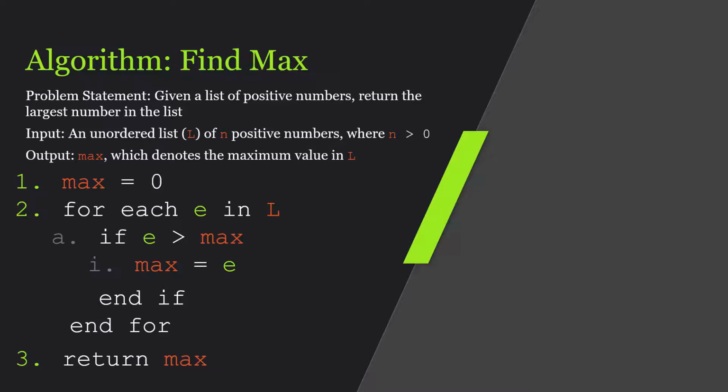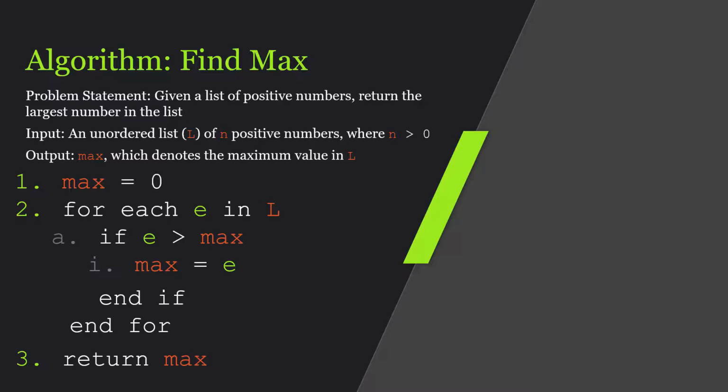The way we decided to solve this problem was we set max to be 0, knowing that since we have positive numbers, no value can be less than that. And so for every element in that list, we want to check to see if the element is greater than max. If it is, we update the new max to match that element. If not, we just go to the next element, and we continue till we get to the end of L, and we've checked all n numbers, and then we return whatever max is. So that's our algorithm. And in the previous video, we already proved that it works.